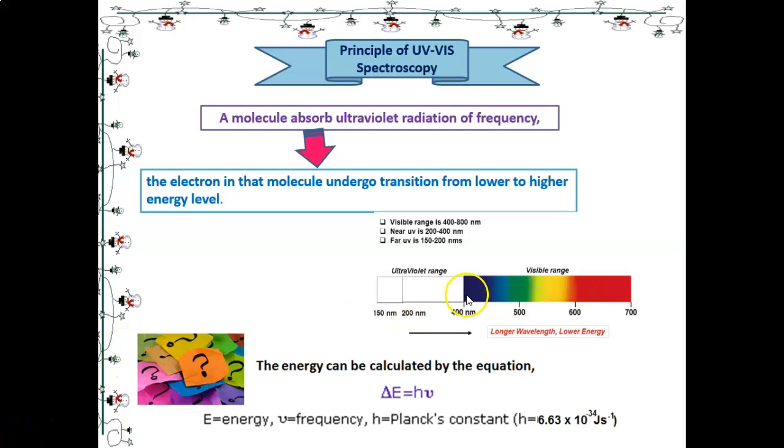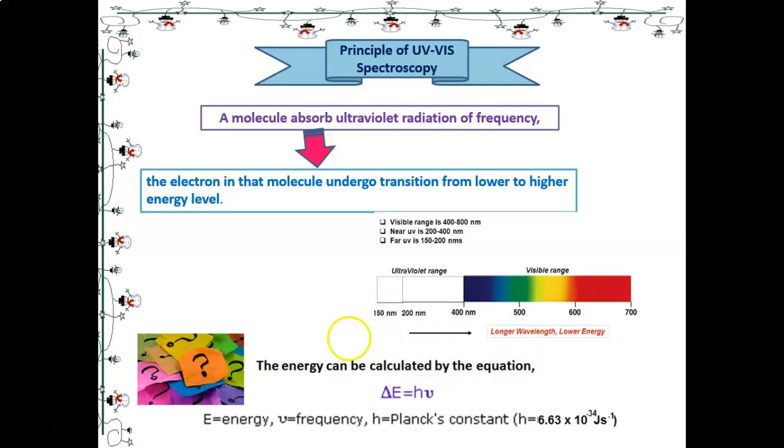Between the red color and the violet color here, we can see that the light with the highest energy will be the one with the highest frequency. That will be the one with the smallest wavelength. So violet has higher energy compared to the red color because violet has a smaller wavelength, right?